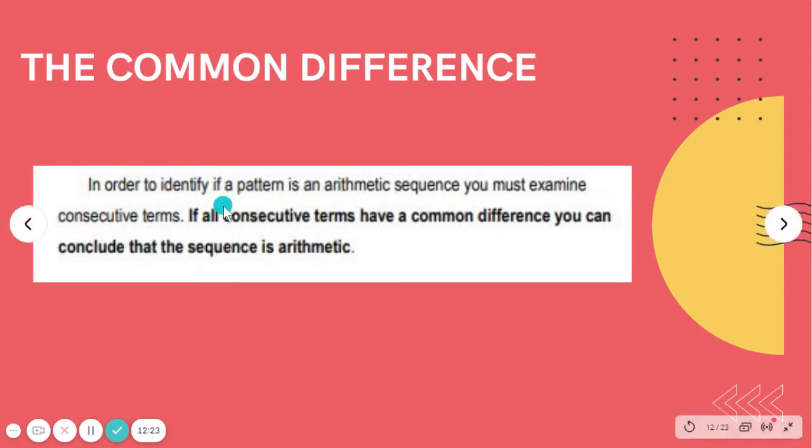So in order to identify if a pattern is an arithmetic sequence, you must examine consecutive terms. You need to examine yung mga magkakasunod na number. Kapag sinabi natin consecutive, yun yung magkakasunod na number. So if all consecutive terms have a common difference, you can conclude that the sequence is arithmetic. So ibig sabihin, kapag lahat ng common difference ay pare-parehas, ibig sabihin that sequence is considered to be an arithmetic sequence.